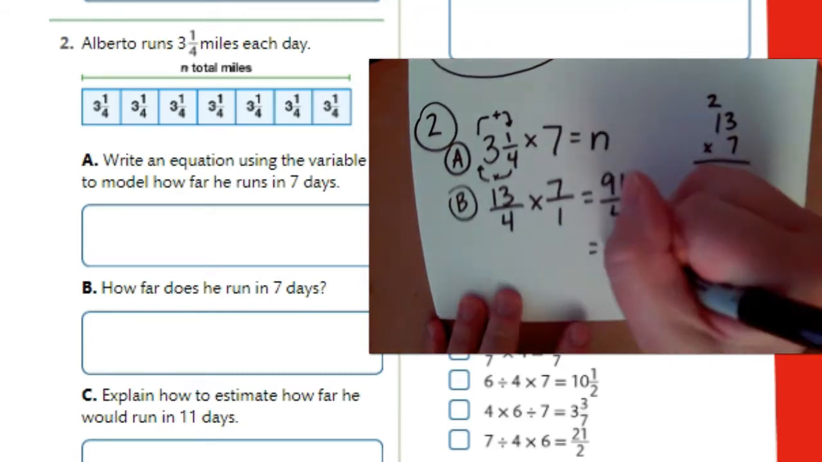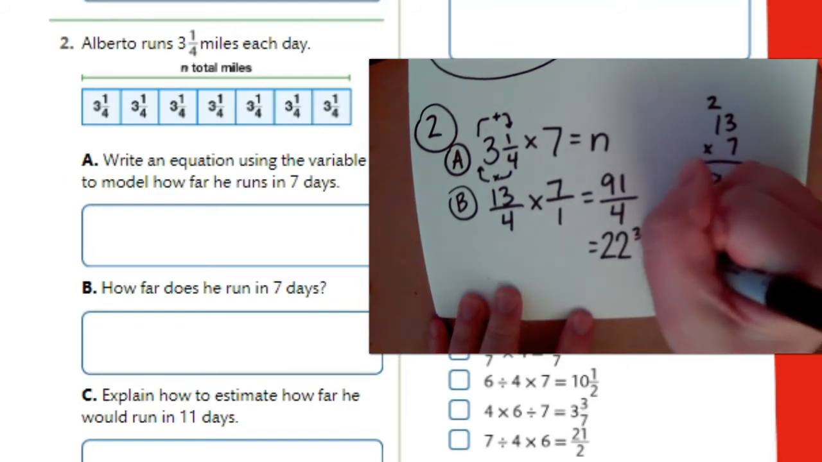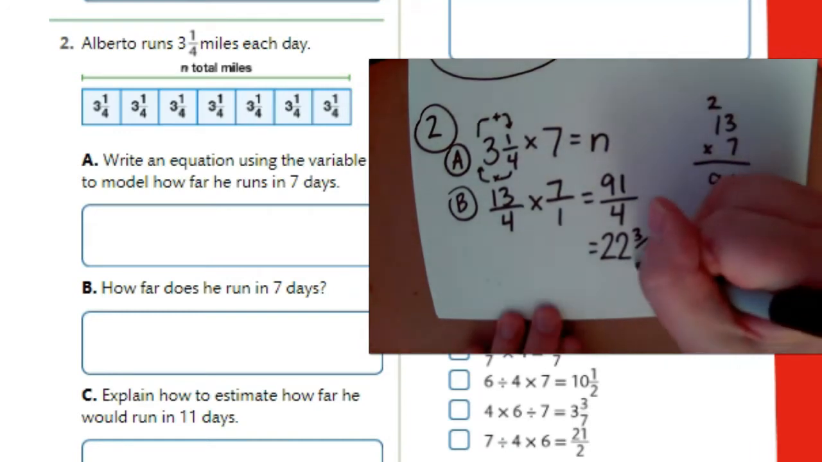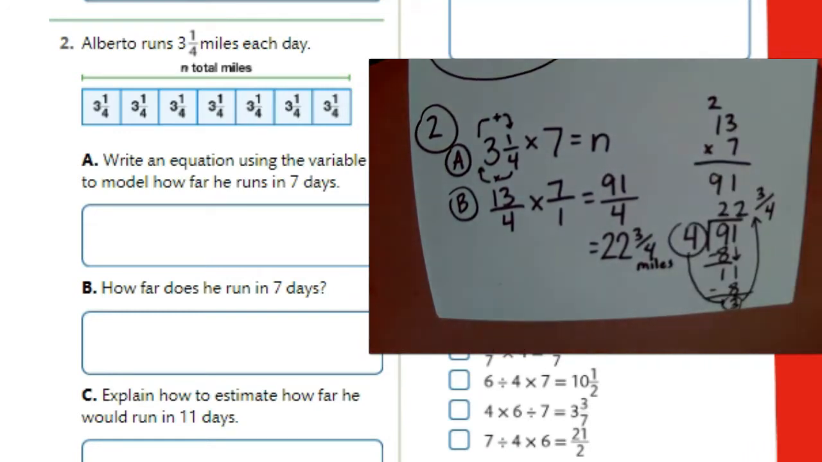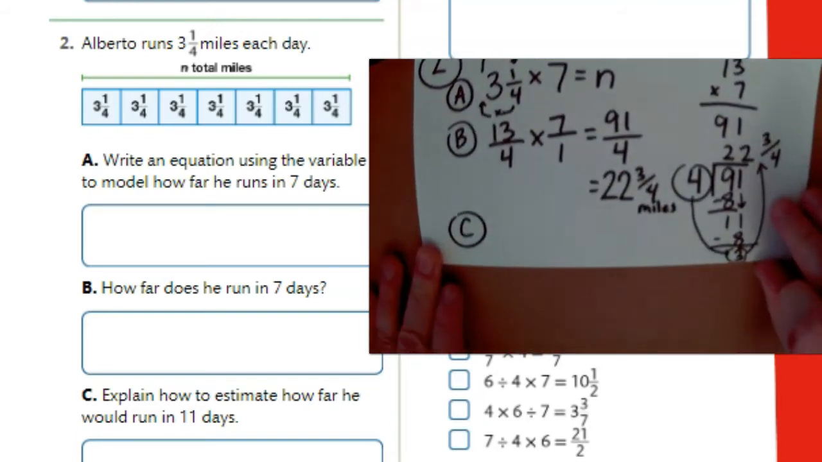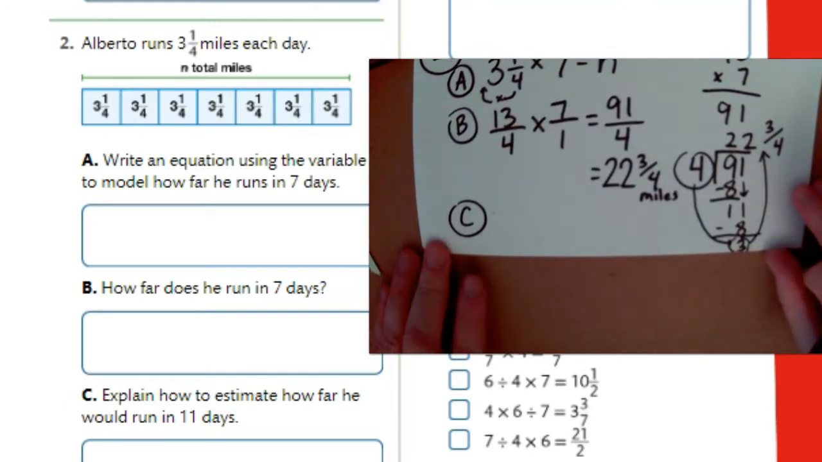So I get 22 3/4 miles. Because again, we're talking about Alberto running miles. So I guess I can label that miles. I hope I have enough room on the page here for part C. It says, explain how to estimate how far he would run in 11 days. All right, no problem. So for this, we want to explain how far he'd run in 11 days.